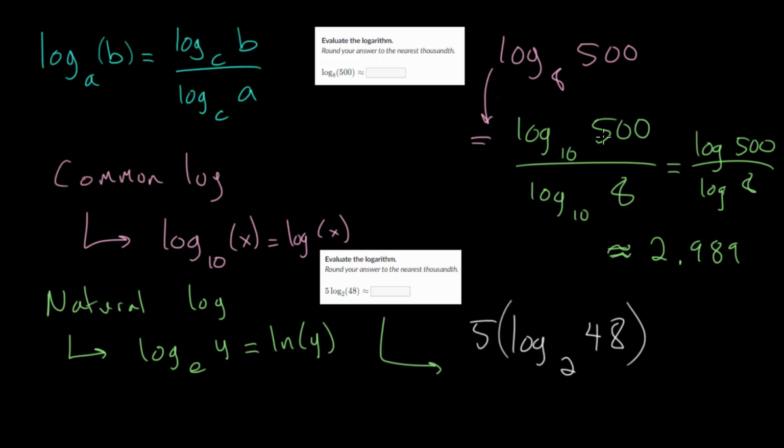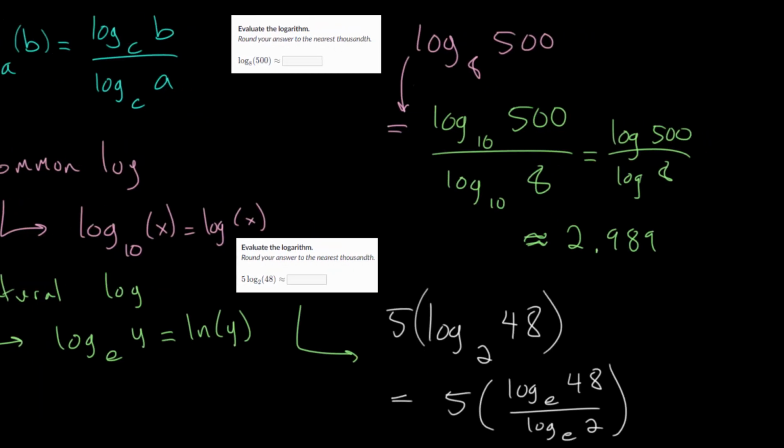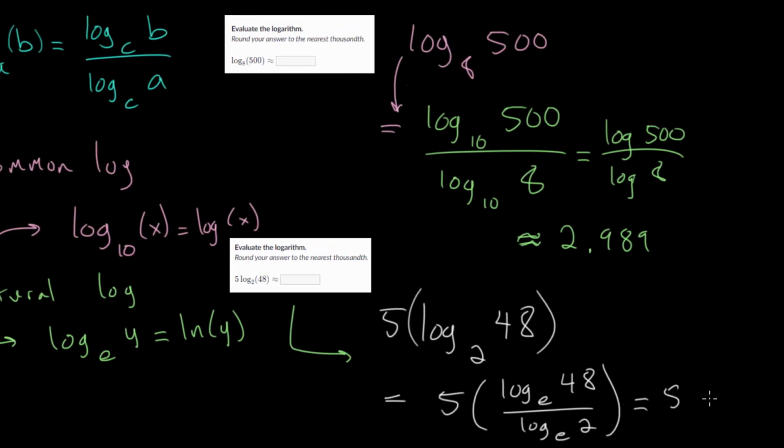And we can use either the natural log or the common log. But in this one, let's use the natural log. So we'll rewrite this as a log base e of this top number, so log base e of 48, and divide it by log base e of 2. Now, just like with the common log, you want to get used to writing it as log of whatever your input is. For the natural log, you want to get used to writing it as ln of whatever your input is. So this would be 5 times the natural log of 48 divided by the natural log of 2.